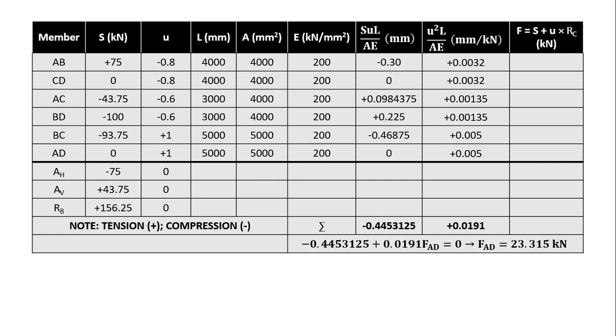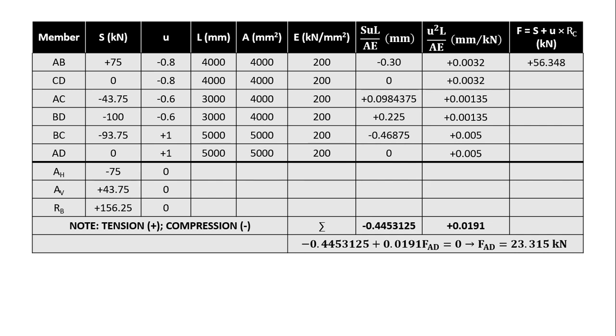So we have negative 0.4453125 plus 0.0191 FAD equal to 0. Therefore, we get FAD is equal to what? 23.315 kilonewtons. Positive po ito. Which means that force AD is really tension. Take note guys. Dahil positive yung value, tama yung assumption natin ng force or ng sense ng force dun sa AD which is tension. So, let us now substitute the values.